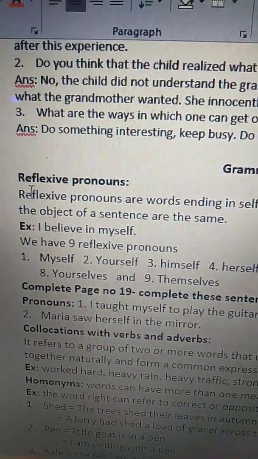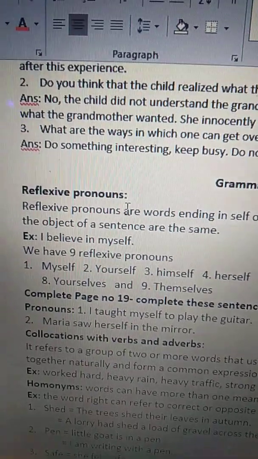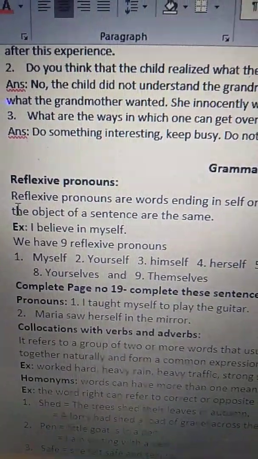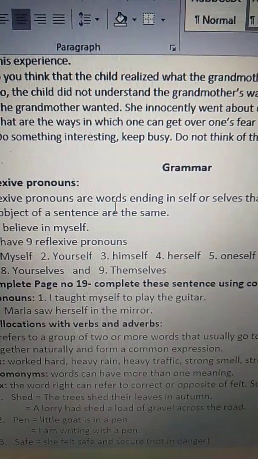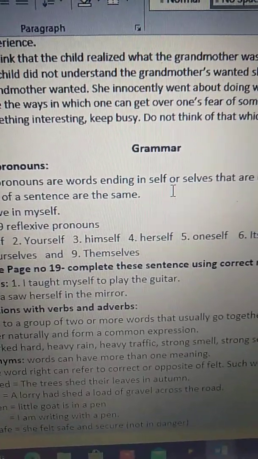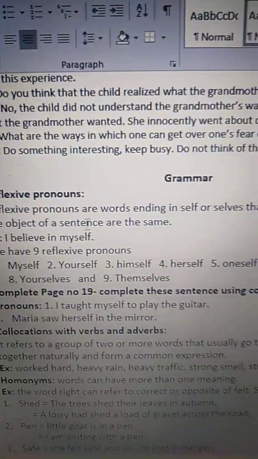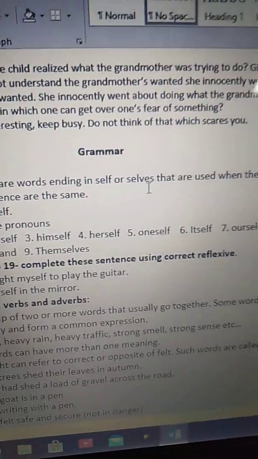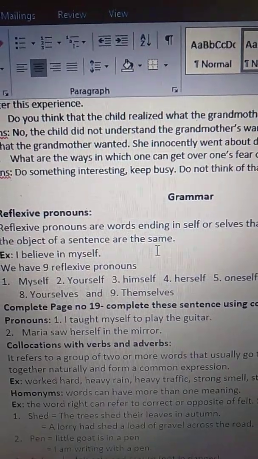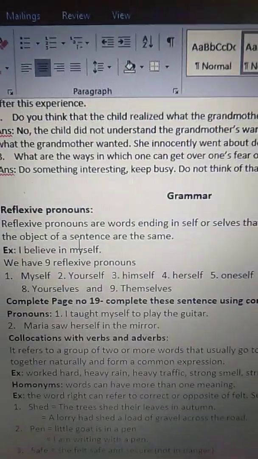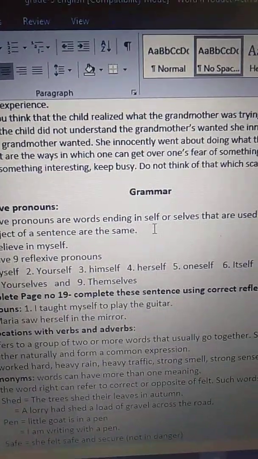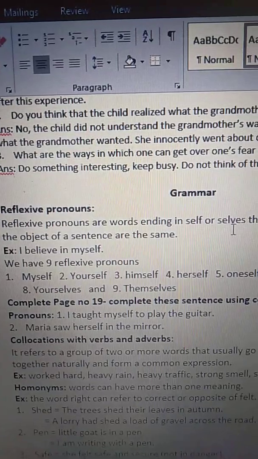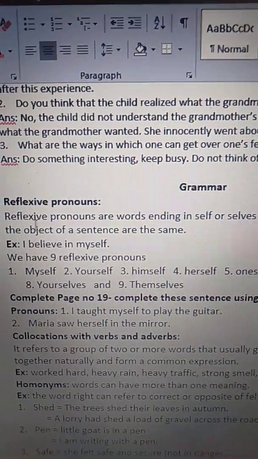See here, reflexive pronouns. What are reflexive pronouns? Reflexive pronouns are words ending in self or selves. These are words that end with self or selves and are used when the subject and the object of a sentence are the same. Subject and object should be the same and the word should end with self or selves. Those we call reflexive pronouns.